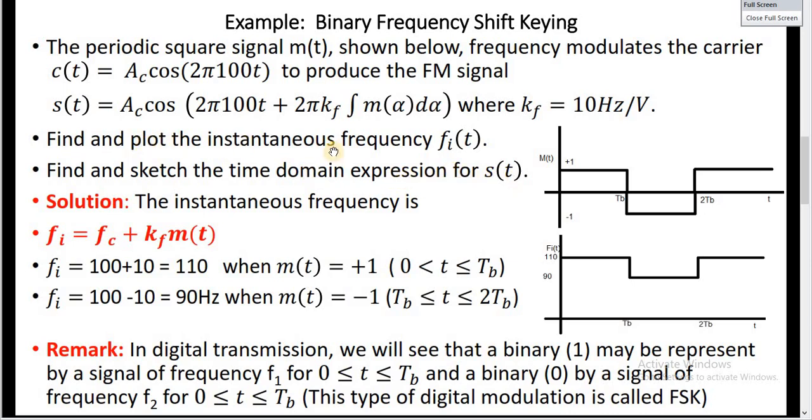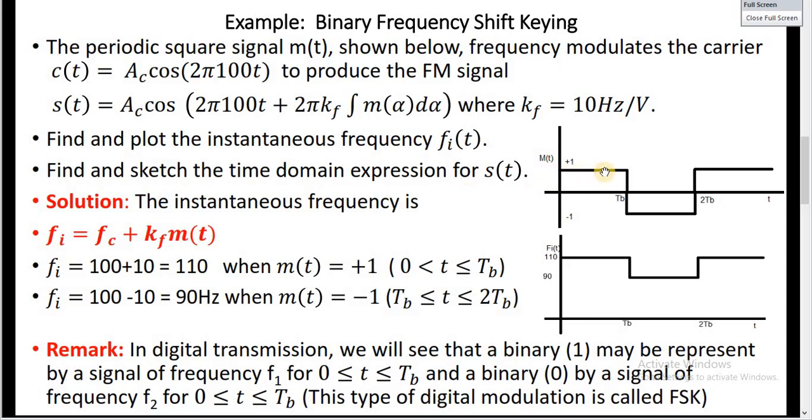For the first part, the instantaneous frequency Fi of t, we have the basic relation governing frequency modulation: the instantaneous frequency is a constant, the unmodulated carrier frequency, plus a term which is proportional to the message m of t. So this is the instantaneous frequency Fc plus Kf times m of t. So we are required to plot this function as a function of t.